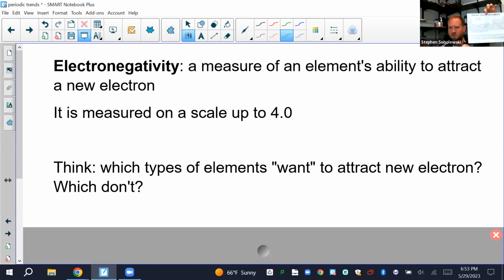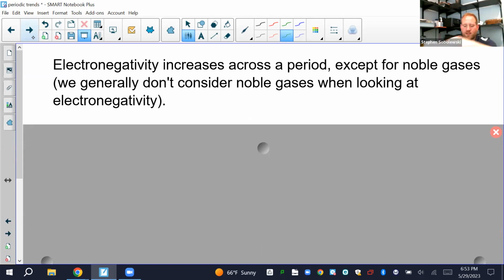And what about the metals on the left side? Do those want to attract new electrons? Of course not. They want to lose theirs. So we're going to see the highest values almost all the way to the right. Just to the left of the noble gases, we're going to see the highest values. So electronegativity increases across a period, except for noble gases. We generally don't even consider noble gases when looking at electronegativity because they just don't want electrons at all. So it's usually left off the grid. Sometimes it's on the grid, but it'll have a relatively low value.